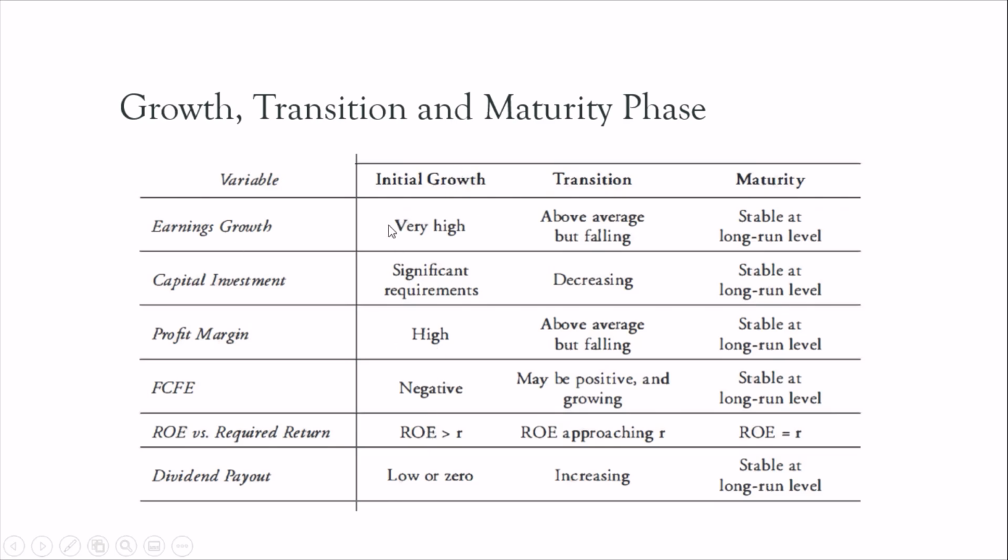During the initial stage, very high yung kanyang earnings growth. Yung capital investment ay napakataas ng requirements. Yung profit margin is mataas kasi wala pang masyadong competition dyan eh. Yung free cash flow is negative because mas mataas ang expenses or expenditures. So, negative yan. ROE versus required return, no? Mas malaki yung ROE kesa sa required rate of return kasi nga yung earnings potential niya ay napakataas. Dividend payout is low or zero. Wala pa talagang dividend na dinidistribute.